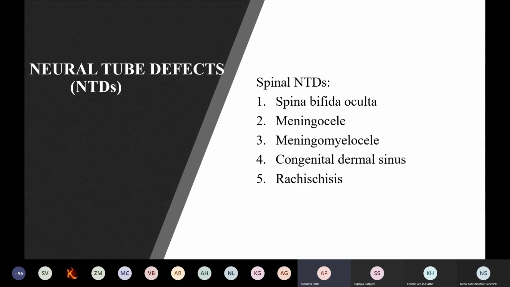Now coming to the spinal neural tube defects. Again, like cranium bifidum, there is spina bifida, failure of the vertebral arches, non-development of the spine. Through that the meninges may protrude, meningocele. If the spinal cord protrudes outwards, meningomyelocele, and congenital dermal sinus, or the severe form, called rachischisis.